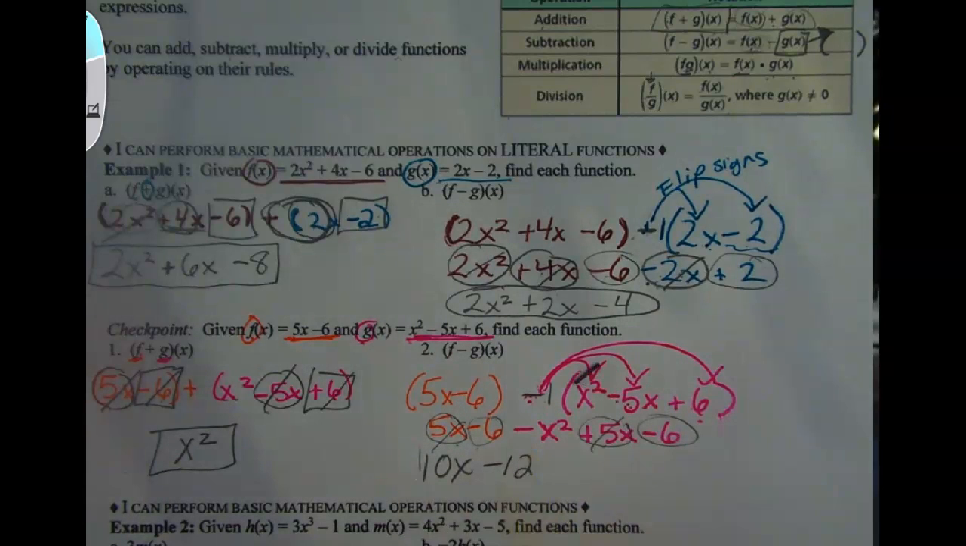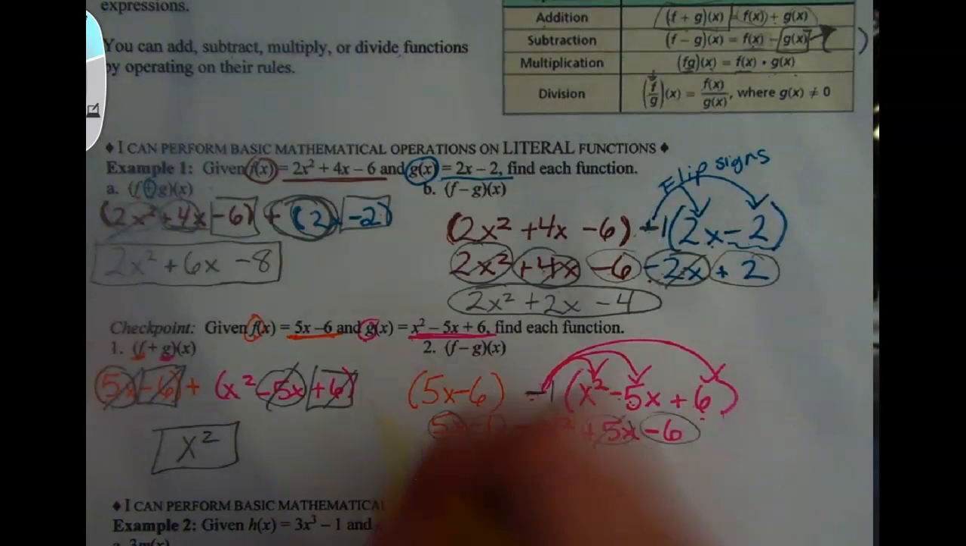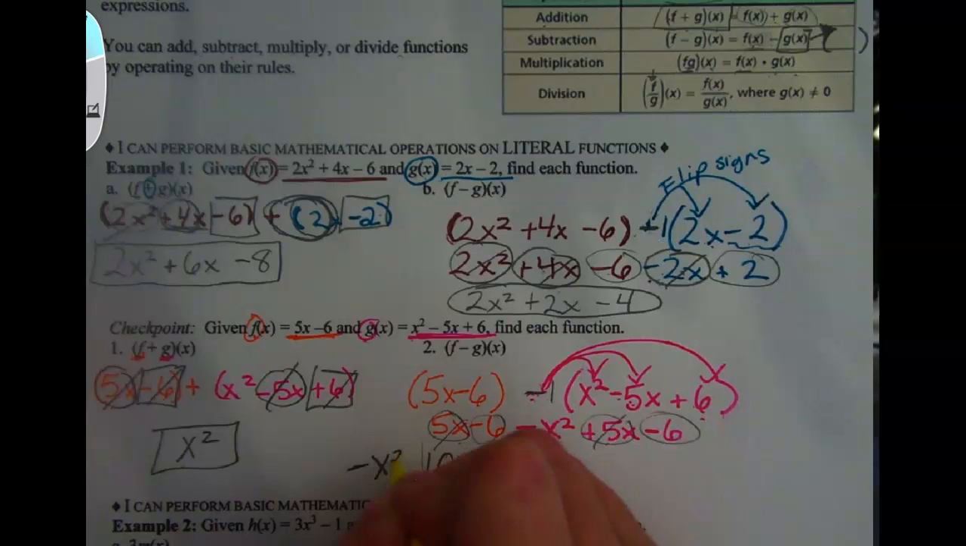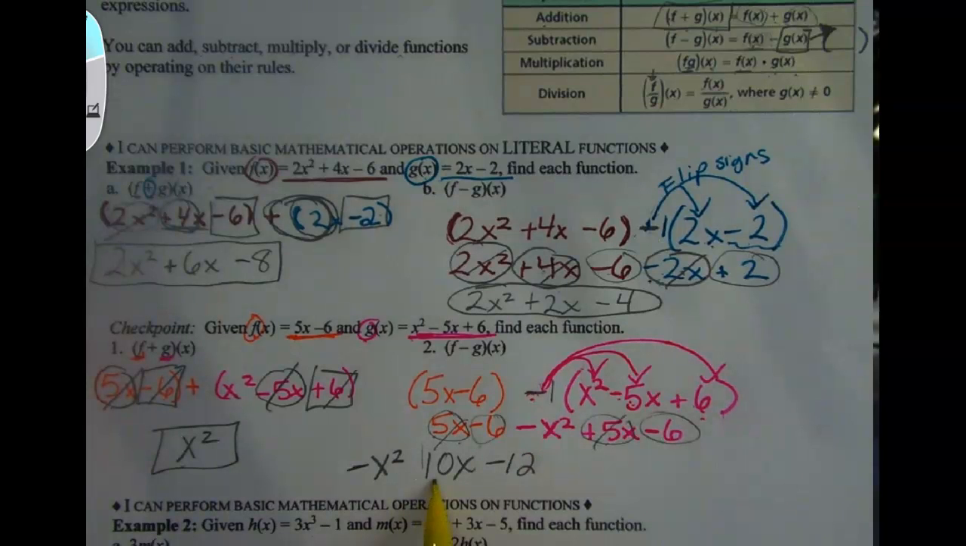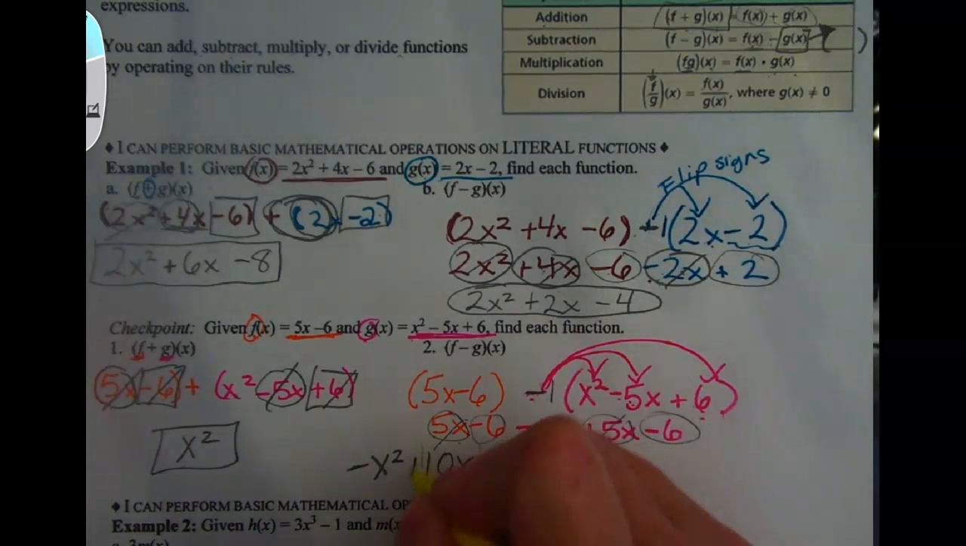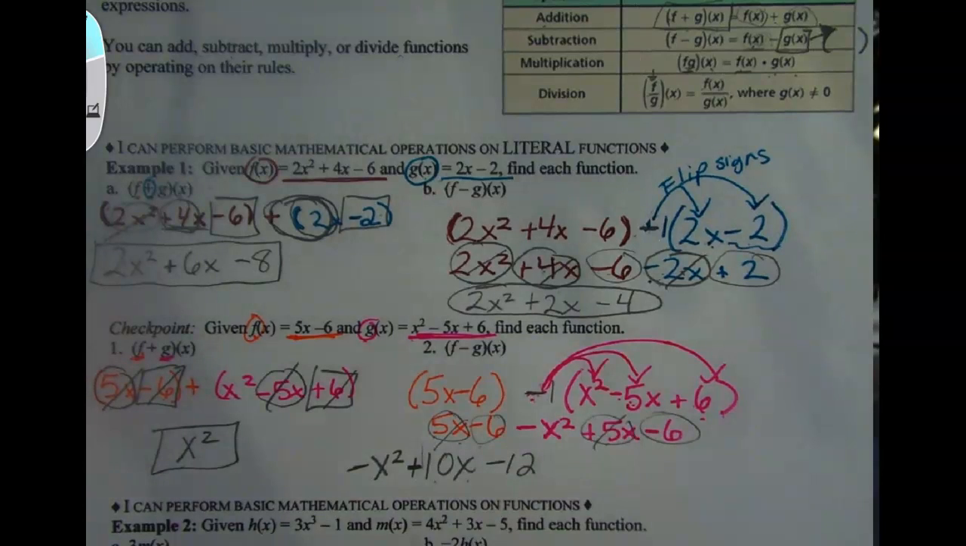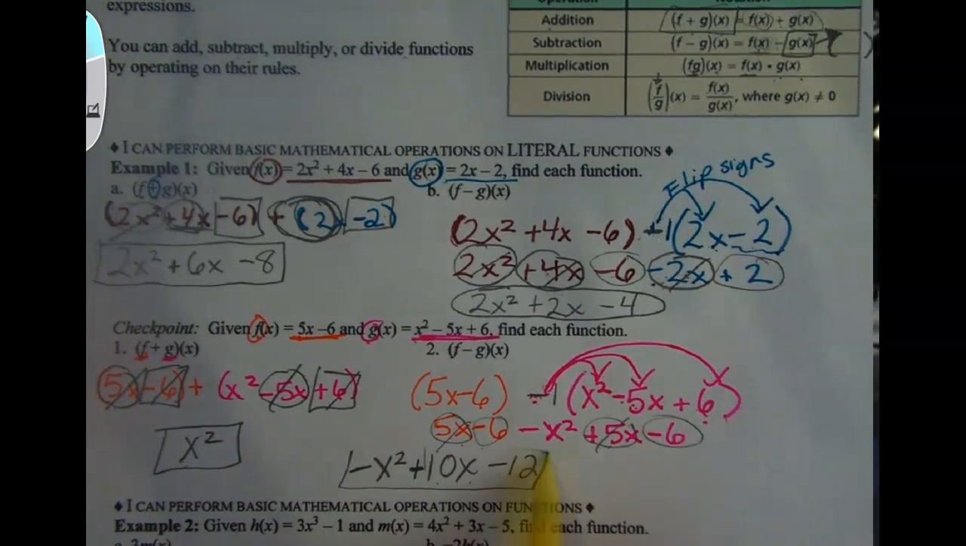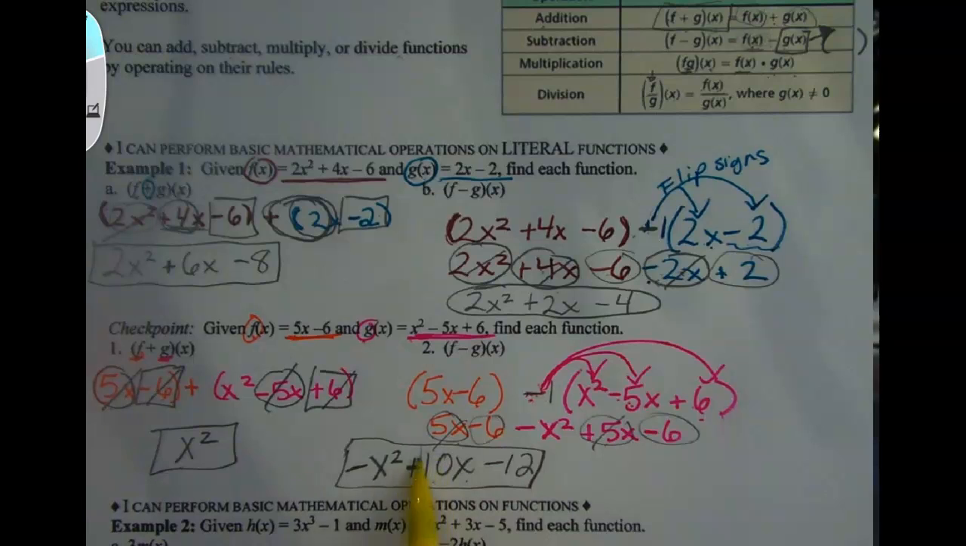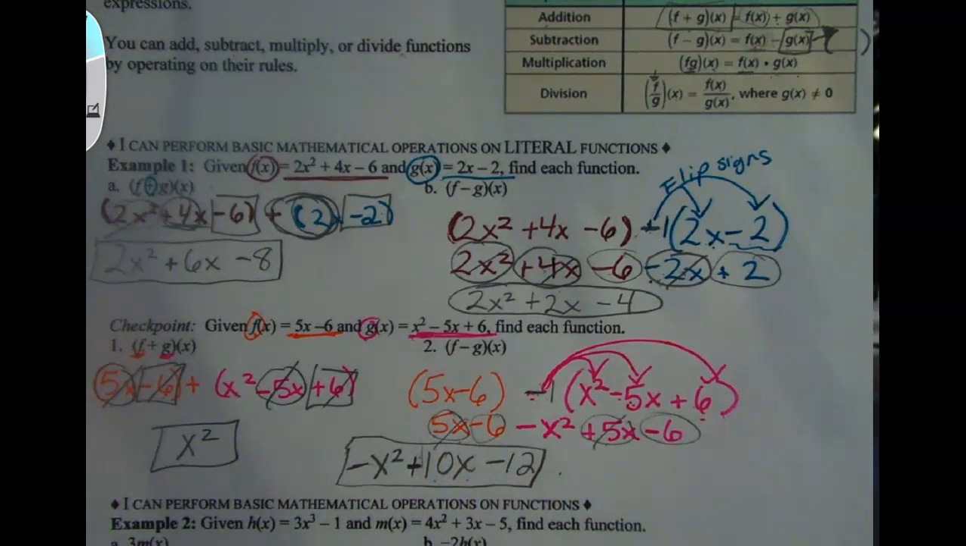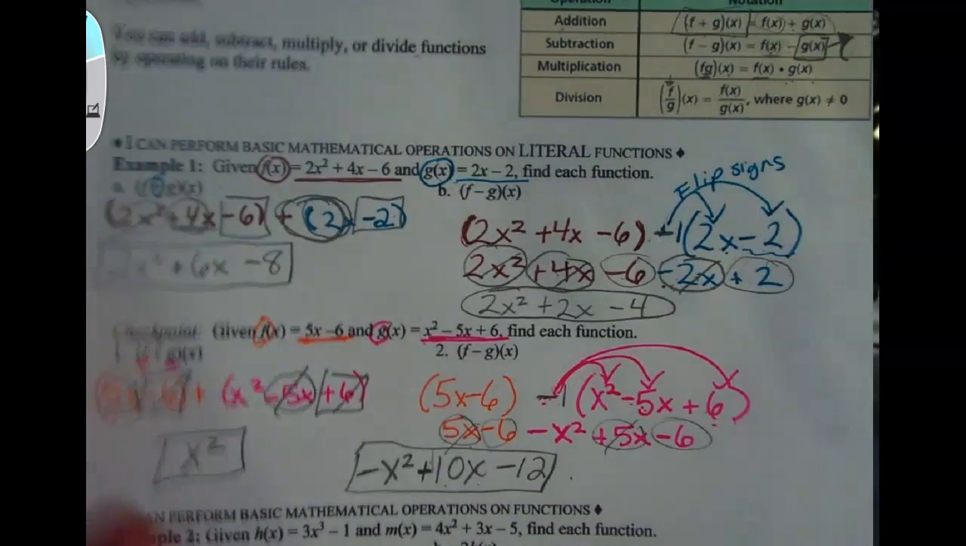And then my last one is a negative x squared. So remember how we write this. We put that out in the front, negative x squared. And then since that's a 10x, we put a plus sign in front of it because it's positive. And then we write it that way. That's just the correct format. We go from x squareds to x's to numbers. Okay, so hopefully you got that. All right, let's look at the next target.